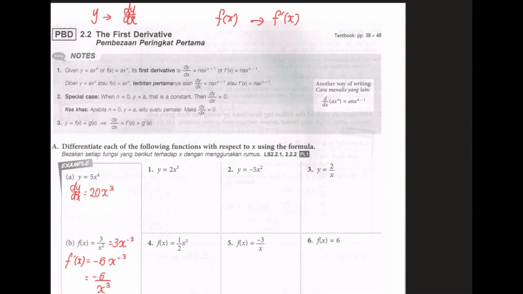Okay, so you see we have a few ways to write down the first derivative. When y is ax to the power n, we write dy/dx equal to nax to the power n minus 1. This is the first way. The second way is if f(x) equals ax to the power of n, then after differentiation it becomes f prime of x equal to nax to the power of n minus 1. This is the second way to write down the differentiation. And the third way will be this way.